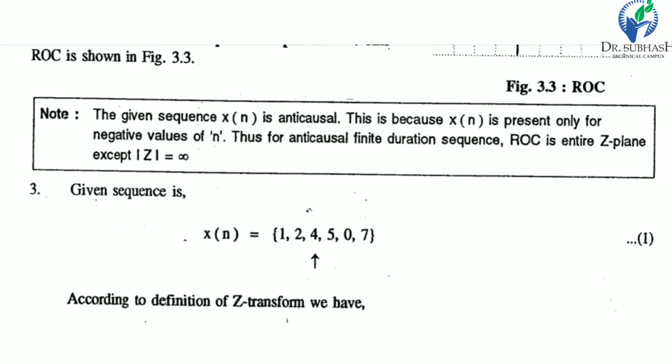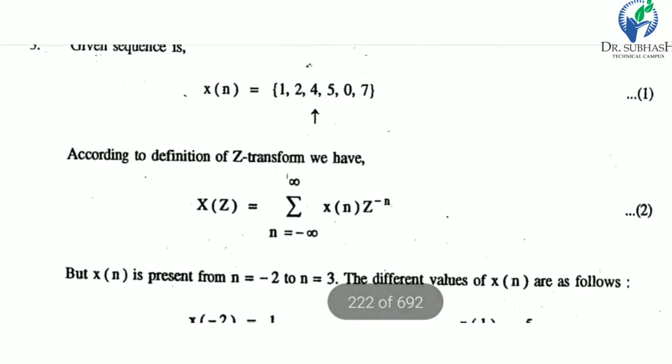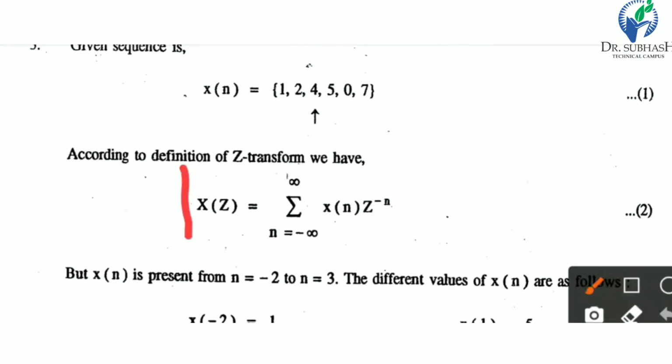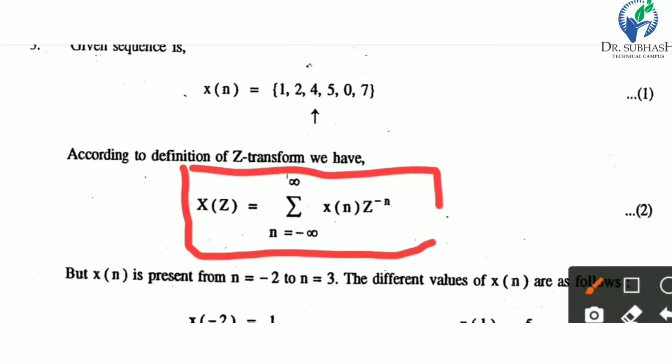Now we switch to our third example. x of n equal to 1, 2, 4, 5, 0, 7, but this time the 4 is at the origin. According to the definition of Z transform, we have x of z equal to summation n equal to minus infinity to infinity x of n z raised to minus n. This is our definition of Z transform. So we always use this equation to convert x of n into x of z.